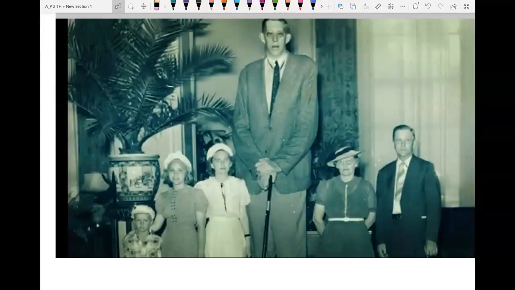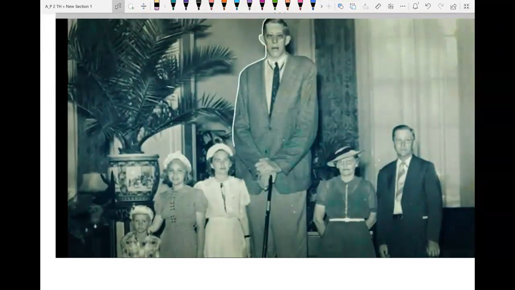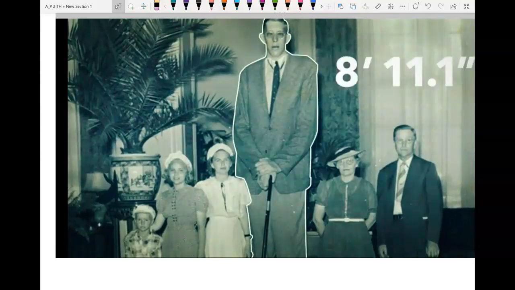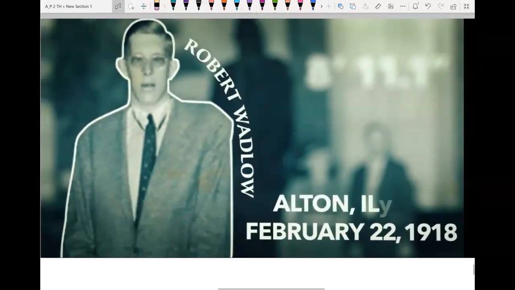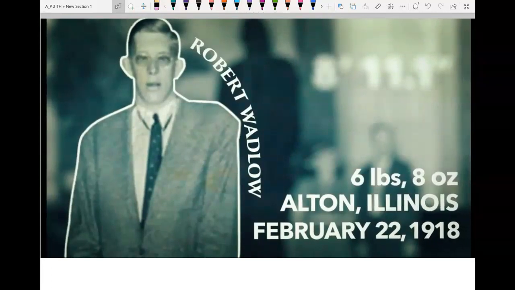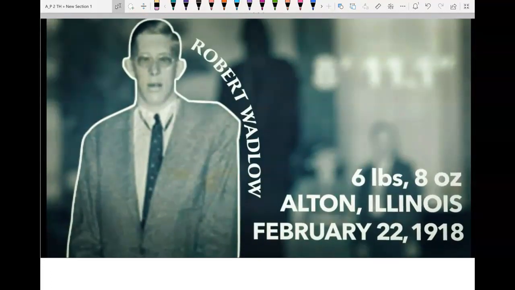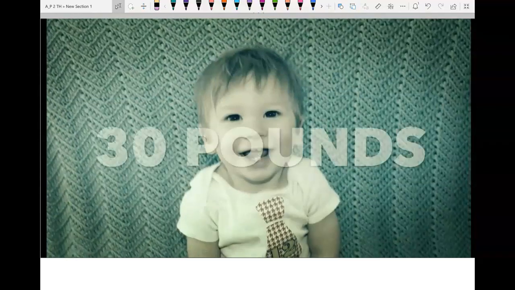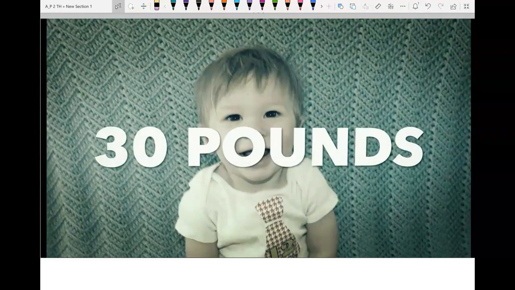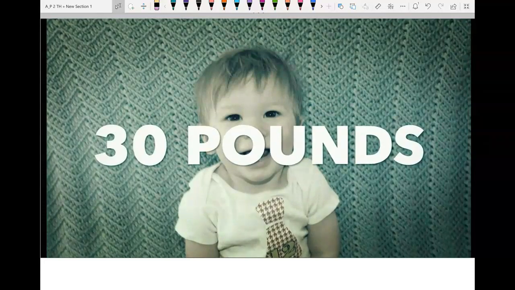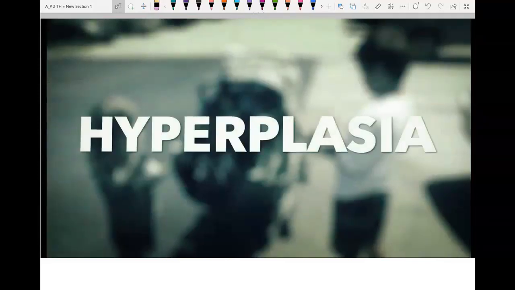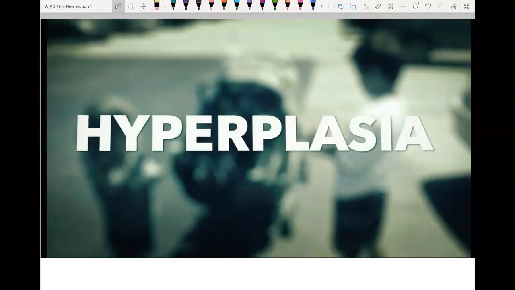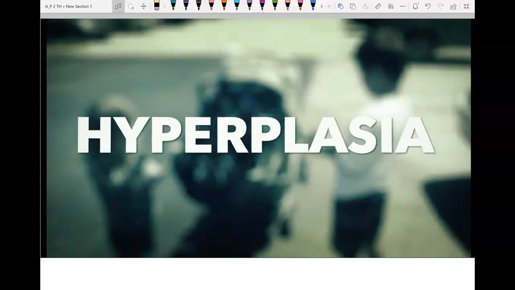Robert Wadlow holds the record for being the tallest person to have ever lived, being an outstanding 8 feet 11.1 inches. Robert was born on February 22nd, 1918 in Alton, Illinois. He weighed a normal 6 pounds 8 ounces when he was born. Nobody assumed anything out of the ordinary. That is, until he reached 6 months and weighed 30 pounds, which is more than double the average weight of a 6-month-old. Throughout his life, Robert would continue to grow at an outstanding rate due to a condition known as hyperplasia, which caused the cells in his body to constantly multiply to keep him growing and growing fast.